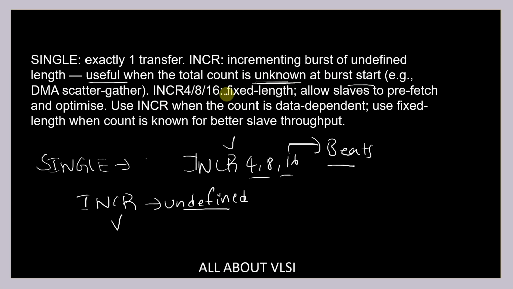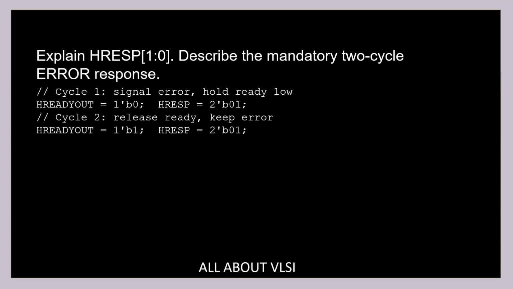Whereas INCR4, 8, 16 fixed length allows slaves to prefetch and optimize. So this is where you're going to use your INCR and INCR4, 8, 16. And we are going to use INCR when the count is data dependent, use fixed length when the count is known for better slave throughput. So these are the cases where we are going to use INCR, INCR4, 8, 16. Now let's move to the next question.